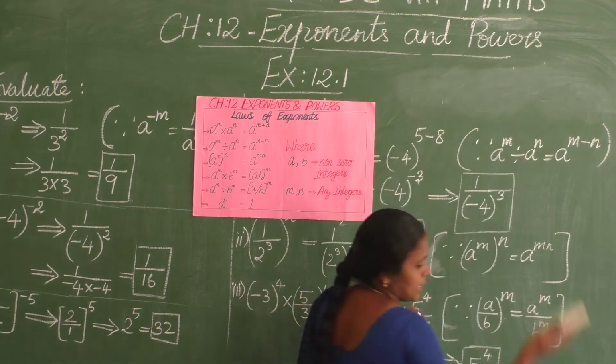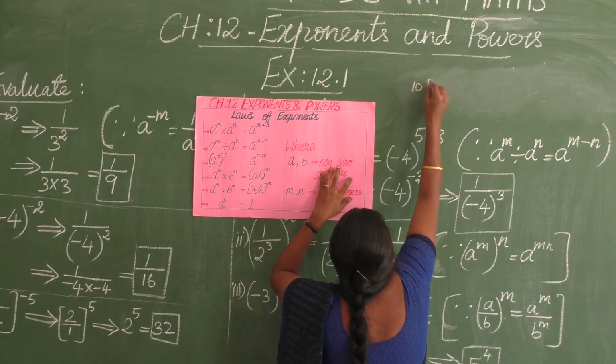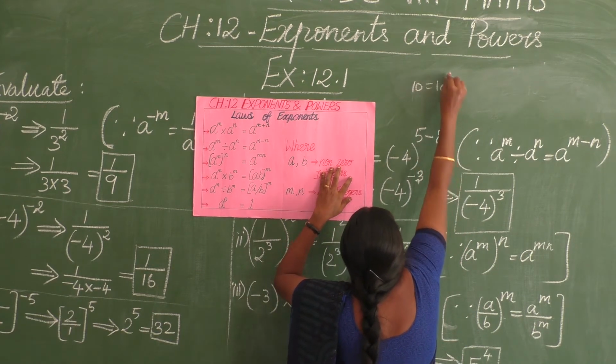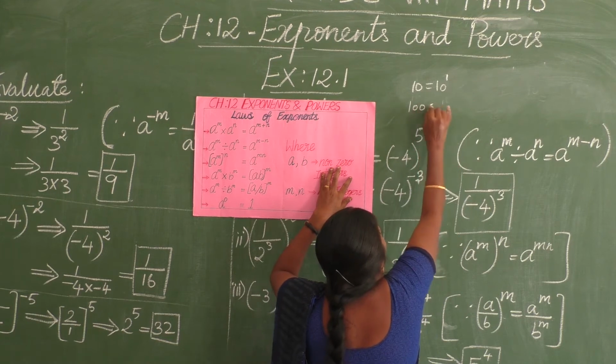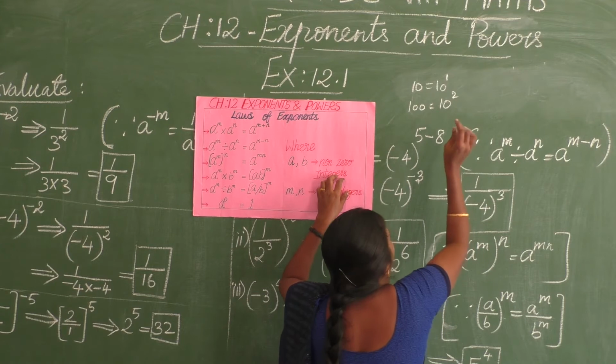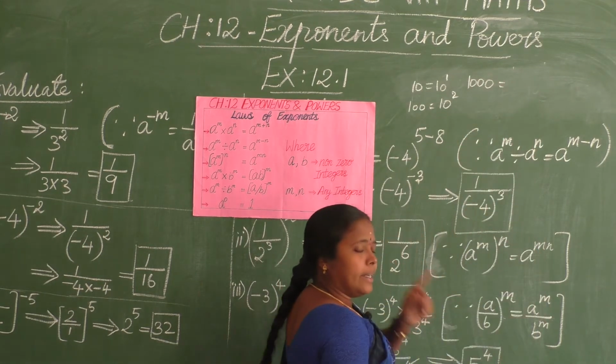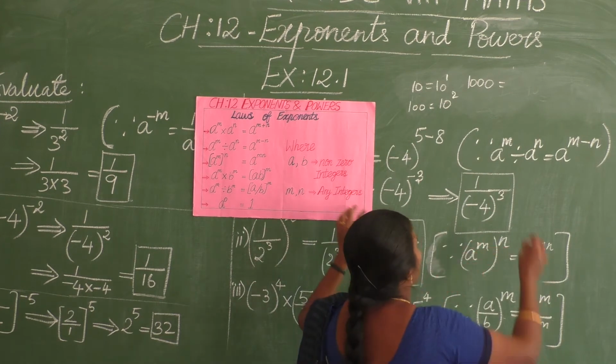See, one more example. See here, 10 can be written as 10 power 1. 100, how do you write? 10 into 10, no? So 10 square. 1000, how do you write? 10 into 10 into 10. So 10 cube.